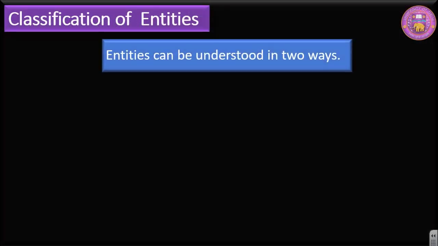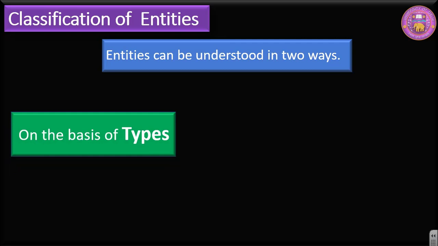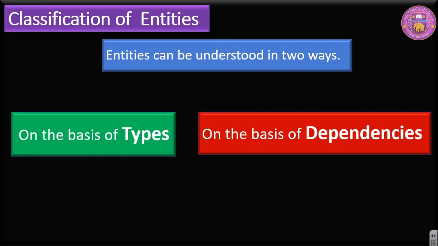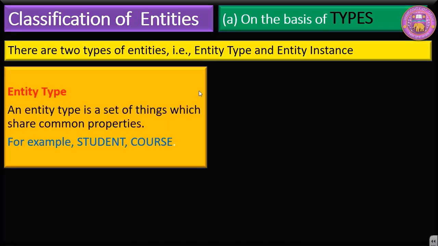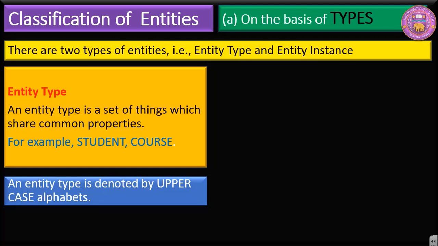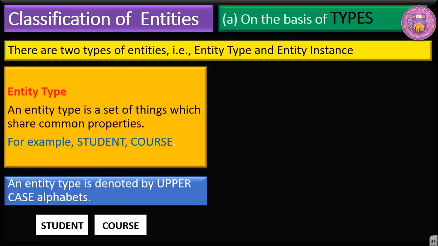Entities can be understood in two ways: on the basis of types and on the basis of dependencies. On the basis of types, there are two types of entities, that is entity type and entity instance. Entity type is a set of things which share common properties, for example student and course. These are examples of entity type. An entity type is denoted by uppercase alphabets, for example STUDENT and COURSE.